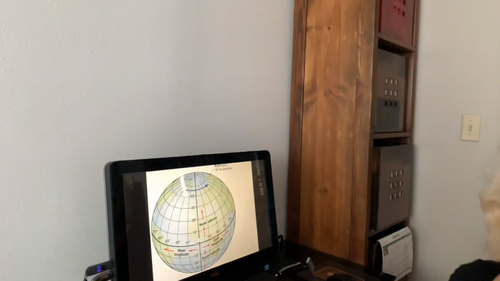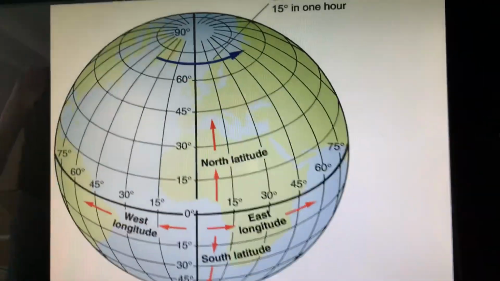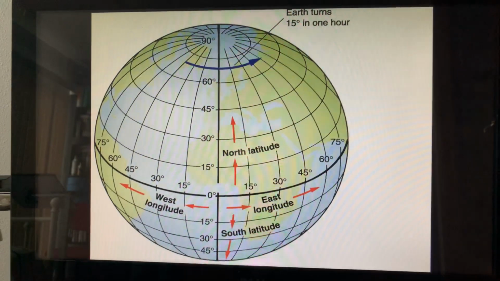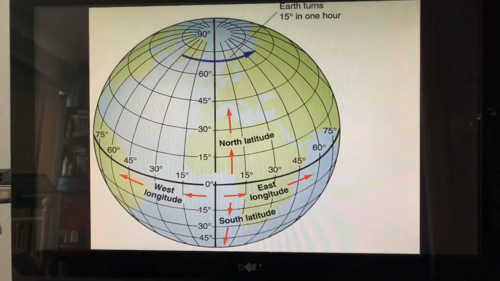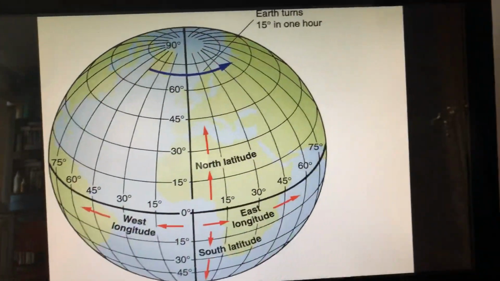Let's start with lab number 1, and we're going to talk today about location. I will show you everything on my computer. We're going to start with the globe. Here is the globe, and as you see, there are horizontal and vertical lines. These are parallels and meridians.